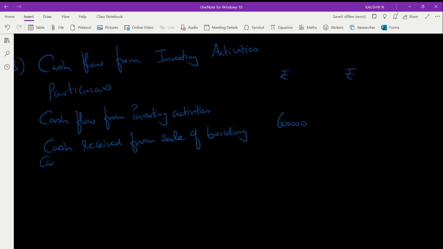Next one, cash received from sale of investment. Value was mentioned as rupees 1 lakh 60,000. The next one is cash received from sale of machinery.